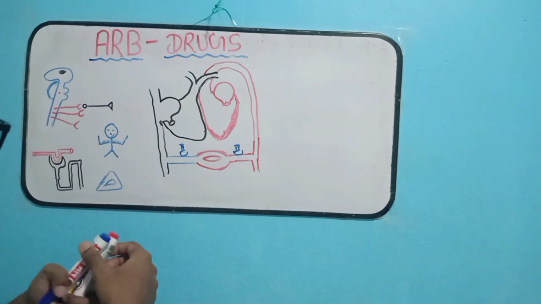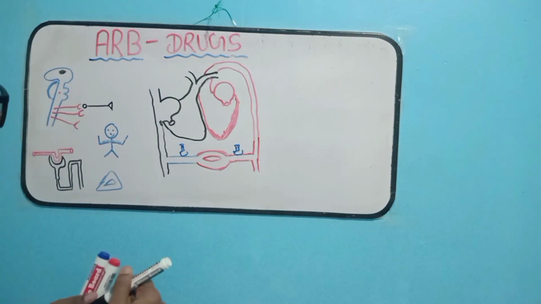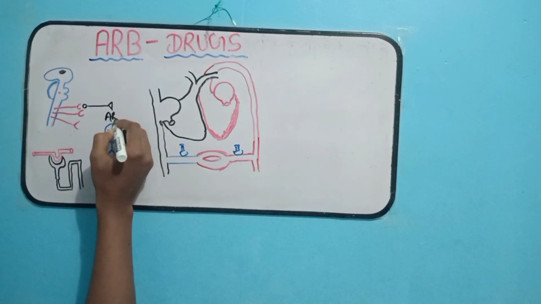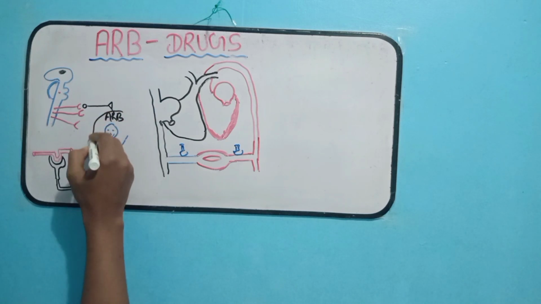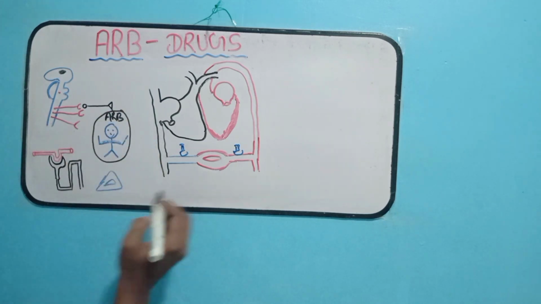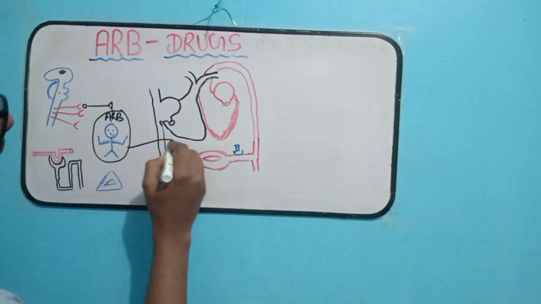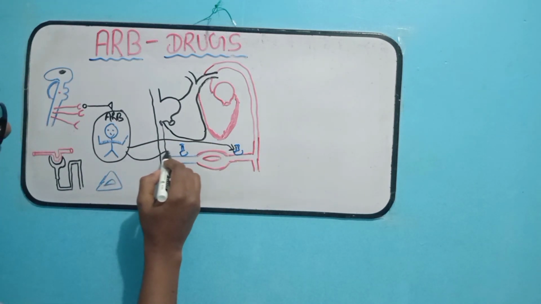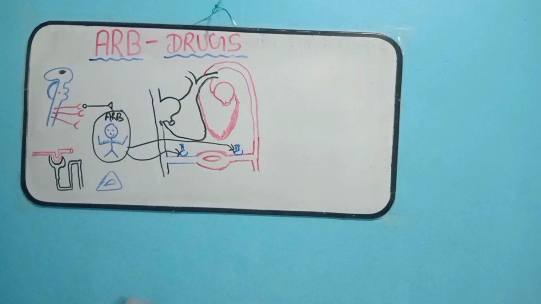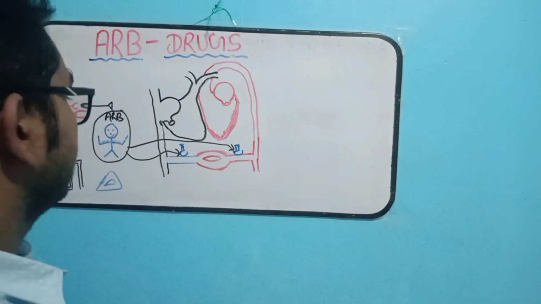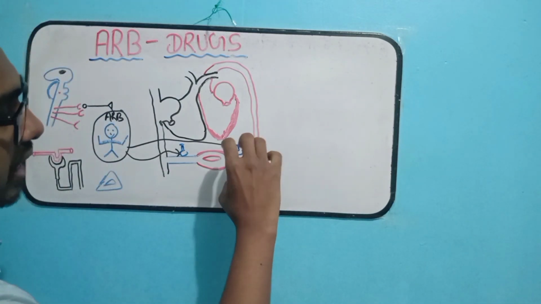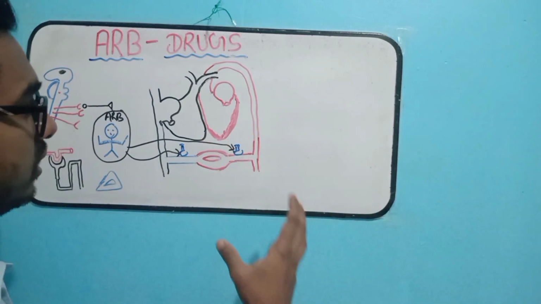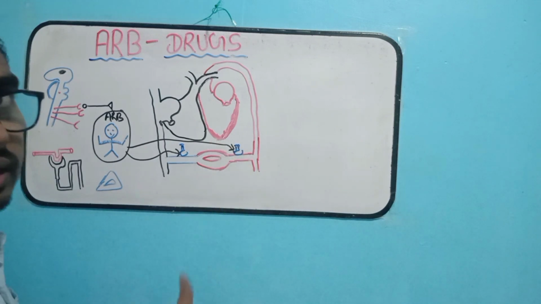But when the angiotensin receptor blocker works on the artery side and the vein side, then they get dilated. And later I will explain what the effect is when they get dilated.